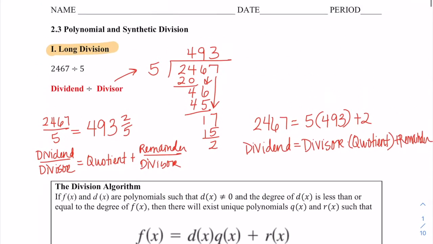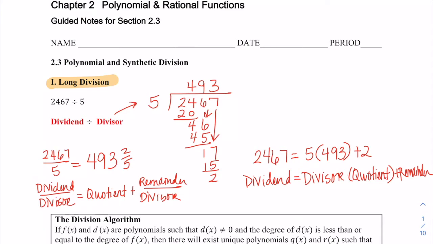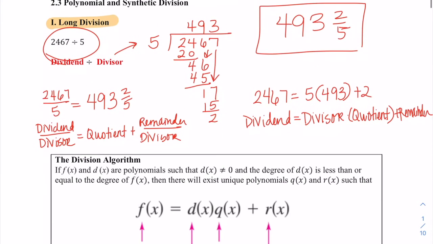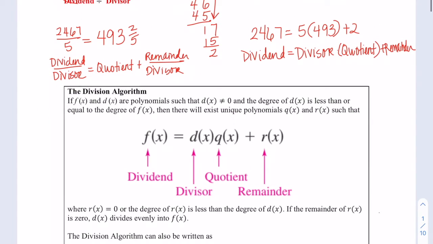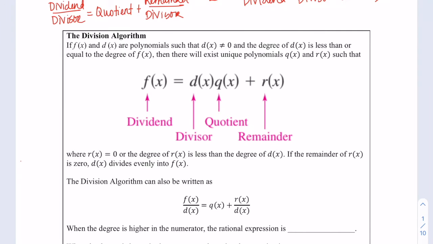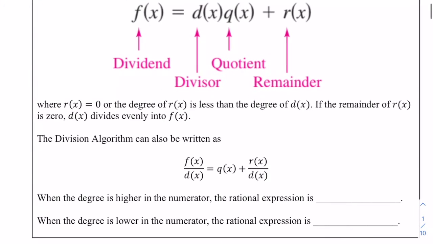But again, to be really clear, if it just said divide this, you would have just said, well, the answer is 493 and 2/5. So if we said divide it or simplify it, you would just give that answer. But in general, I want to make sure we're clarifying what's the divisor, what's the dividend, what's the quotient or remainder. Because when we have polynomials, they start to all look the same.